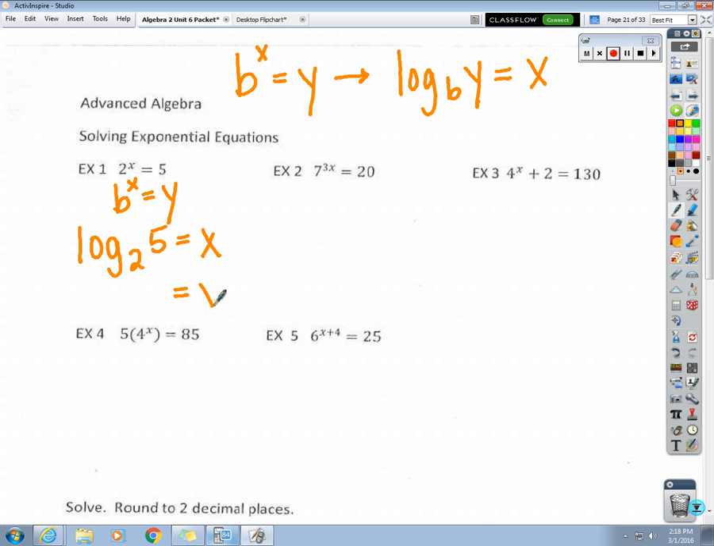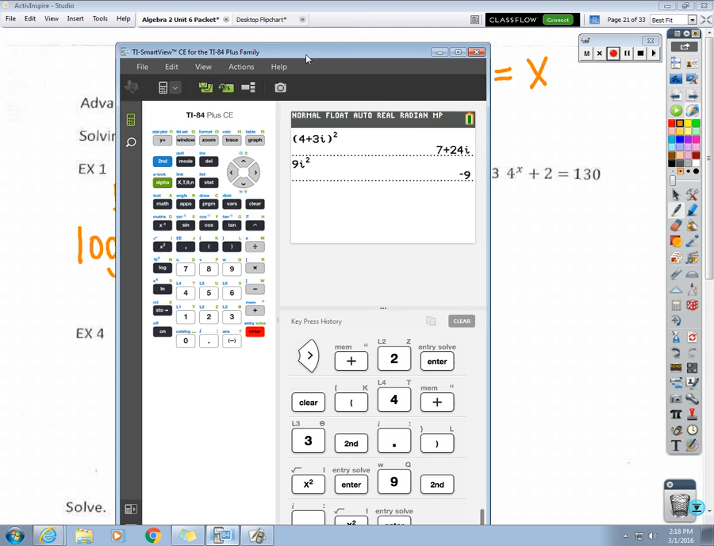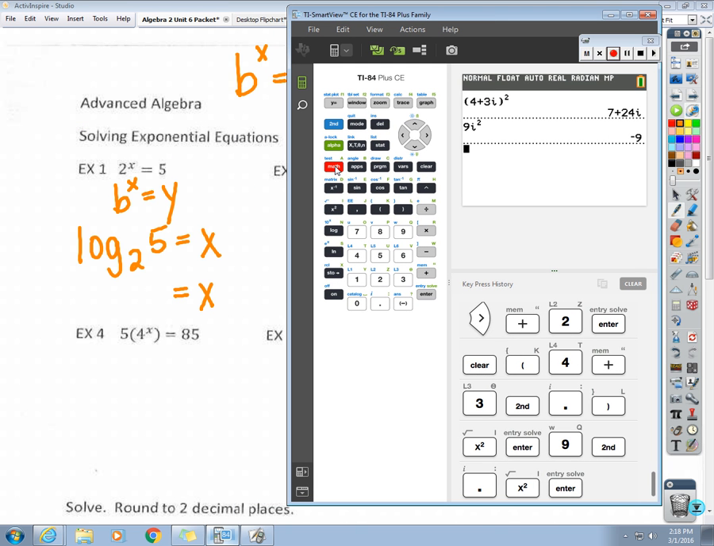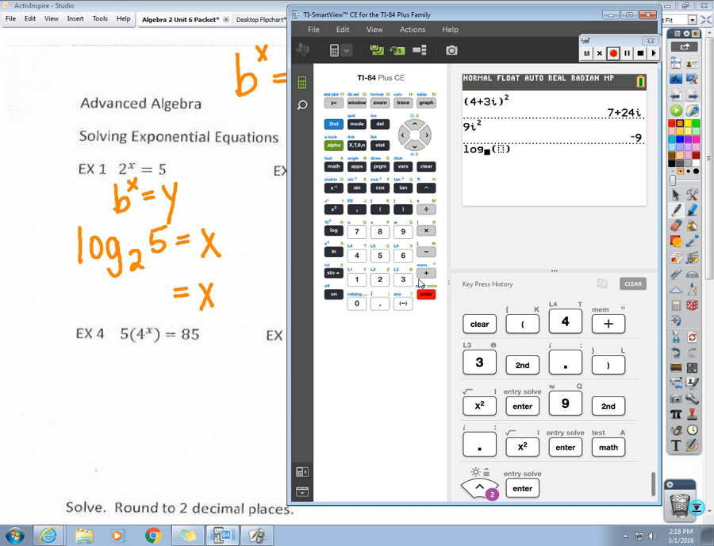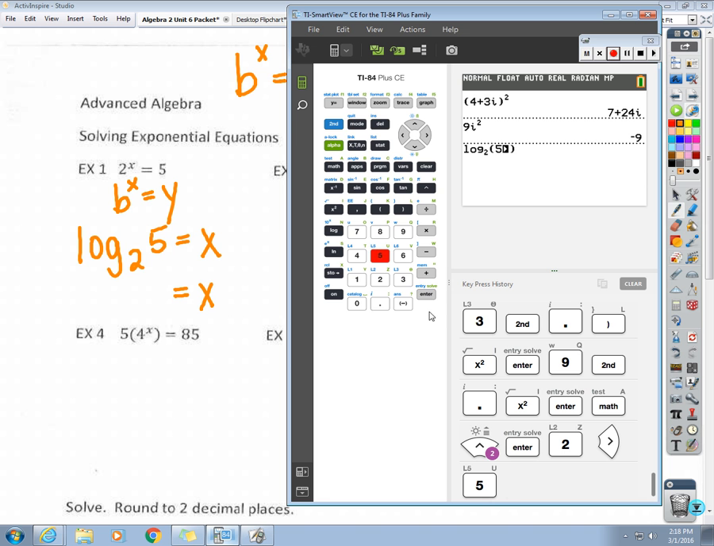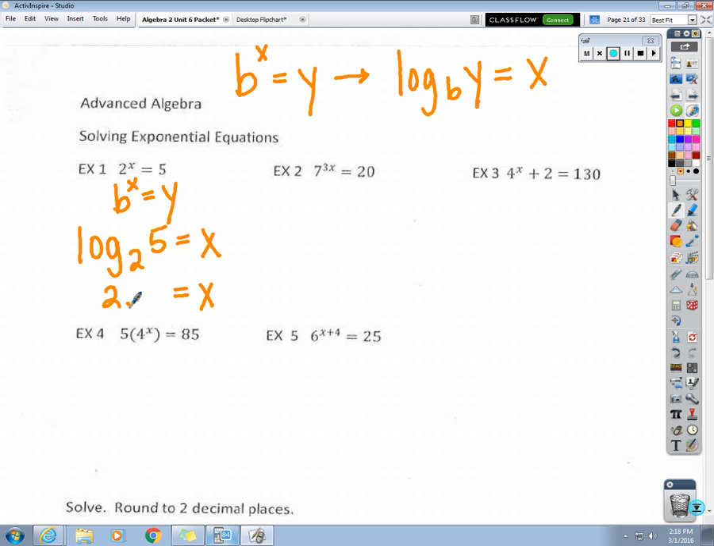The only thing we have to do is actually evaluate that in our calculator. So let's go over how to do that one more time. You go to math, to log base, enter, put in the base of 2, and then the 5, and you get 2.32. That is the answer. Now let me prove to you that that's the answer.